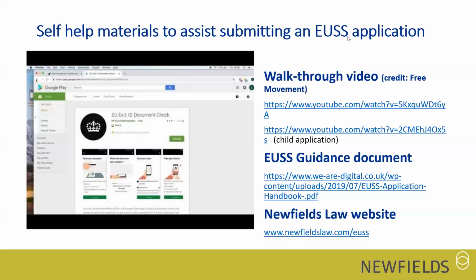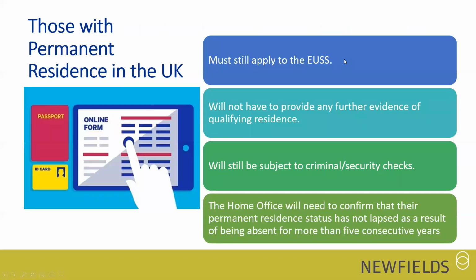Anyway, I'll carry on. Anybody who had a permanent residence document, so permanent residence documents are documents issued under EEA regulations, and some people applied for these, in which case they will have a permanent residence document, generally printed on a piece of paper or inside a passport.